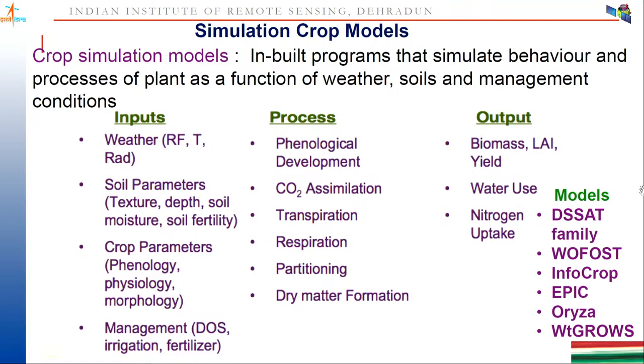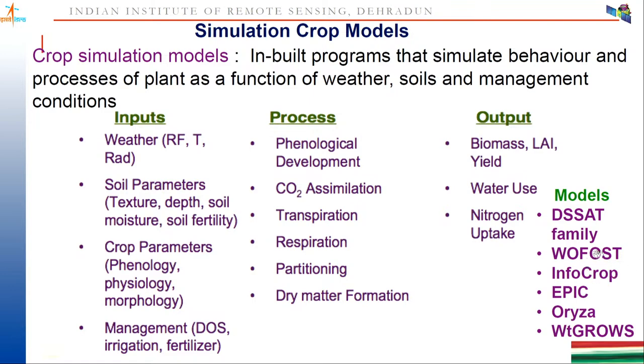So there are different kinds of models. DSSAT, Decision Support System for Agro-technology Transfer. This is a suite of models for almost all crops. There are different kinds of models within DSSAT, like CERES-Rice, CERES-Wheat, CERES-Maize, CROPGRO, cotton, sugarcane, and many more.